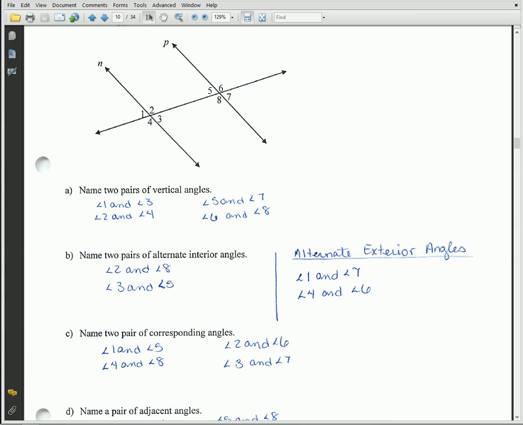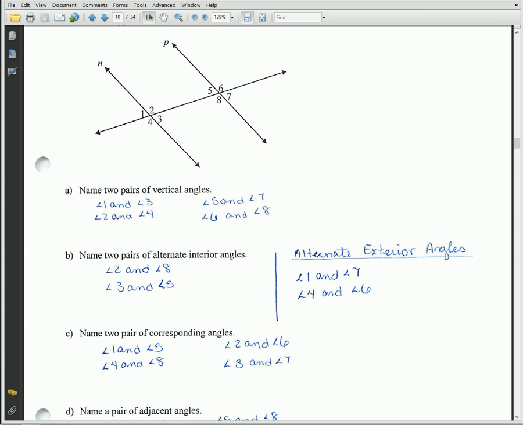Now for the next three, I'm looking at the parallel lines. So I want a pair of alternate interior angles. So the interior angles are 2, 3, 5, and 8. Alternate interior angles are 2 and 8, 5 and 3. Alternate exterior angles: the exterior angles are 1, 4, 6, and 7. Alternate exterior angles are 1 and 7, 4 and 6.